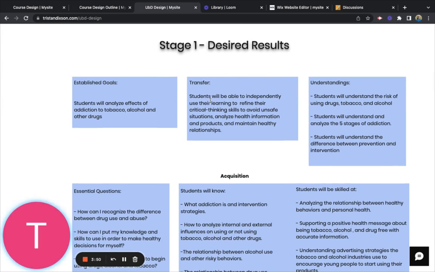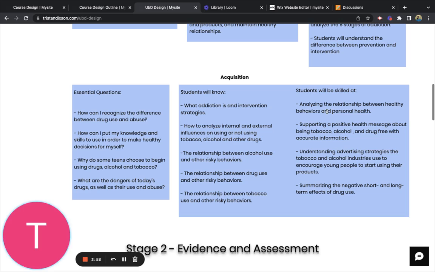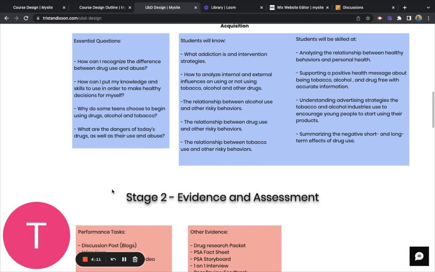And as you see here, I have the desired results, the established goal, what they will transfer from this, and then what they will understand. I have my essential questions here that will help guide the facilitation and what I'm wanting them to know and what I'm wanting them to learn in the process. Students will be skilled at, and then students will know.